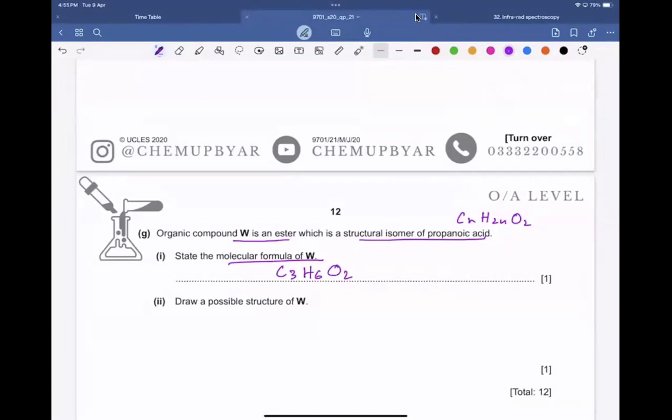Draw a possible structure of W. And W is what? It's an ester, right? And how many carbons in the ester? 3 carbon ester. So what you will do? Put this C double bond O. Then O. Then I would put a C over here. Now it becomes an ester. Now it's up to me whether I keep the third carbon over there or over here. Both are considered correct. If you do this, then put H over here, 2 hydrogens and 3 hydrogens.